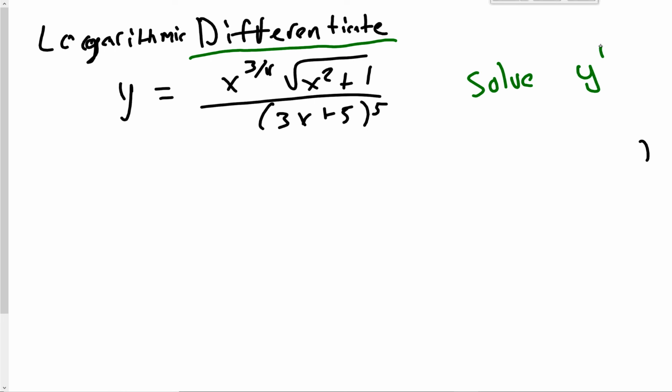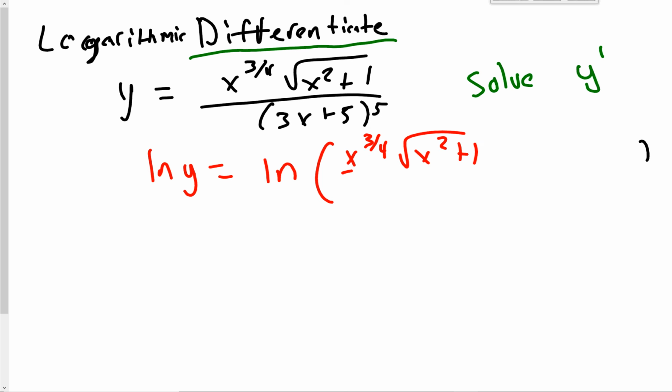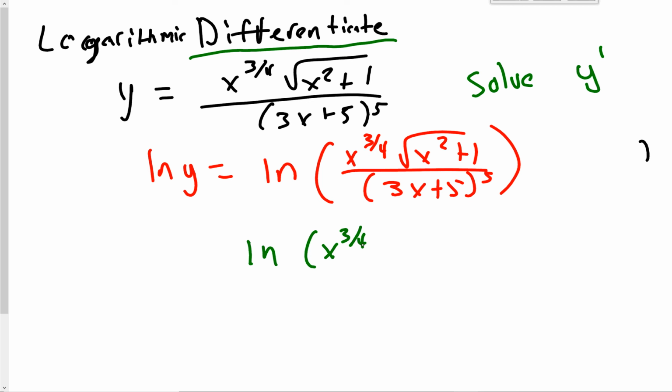So that one we're solving for y prime. Okay, so this one you want to do the log properties first. So log properties, take the log of both sides, ln of this big massive thing here. Okay, and then I can use my log properties. Log of the top minus log of the bottom.